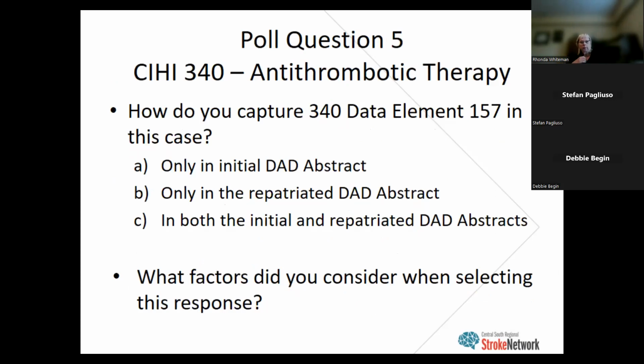So for question 5, which abstracts would you capture the prescription for antithrombotic on discharge, and what would you consider? Okay, and I'll launch the poll.